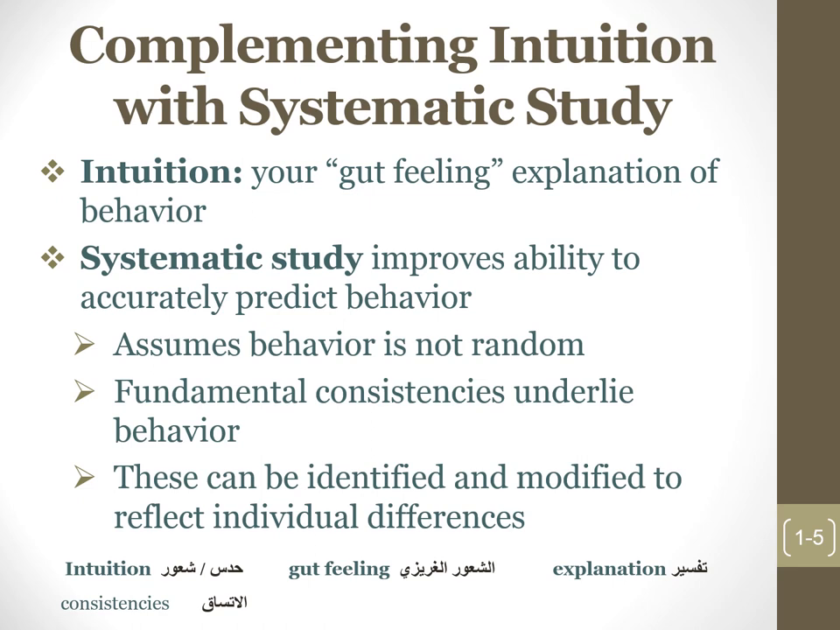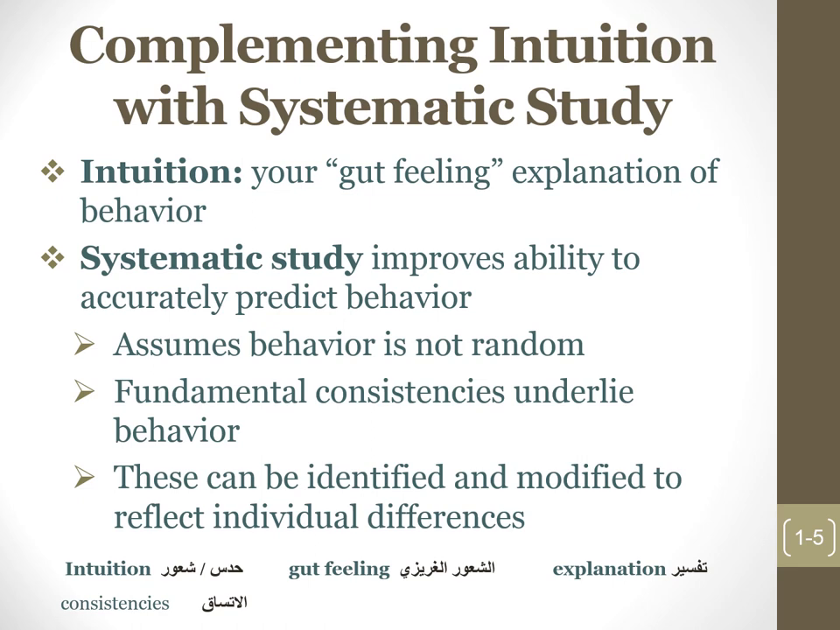How to manage a big company? We have two approaches to manage a big company. The intuition approach, I mean to manage by experience, to manage by your gut feelings, explanation of behavior. And the other approach is systematic study, I mean to come and attend an academic course, like our course. Now, it's a systematic study. Systematic study improves the ability to accurately predict behavior.